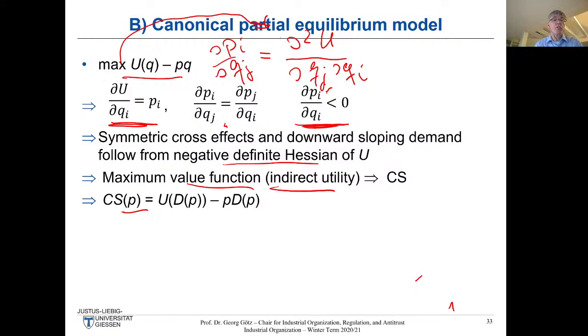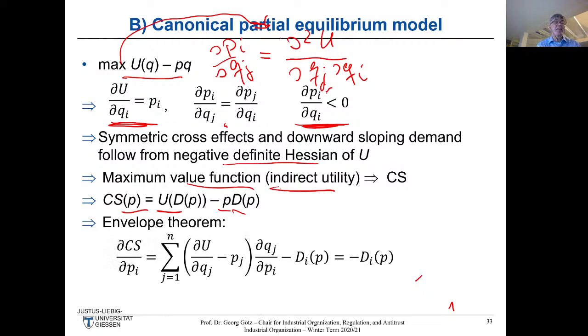And of course, this depends on both our utility we get from these prices, and of course the prices determine the quantity, which determines the utility. Here we have a price and a quantity again, and this has a nice property which you can derive from the so-called envelope theorem. If you take the derivative of this maximum value function with respect to one price, you get this expression. Okay, how do you get this expression?